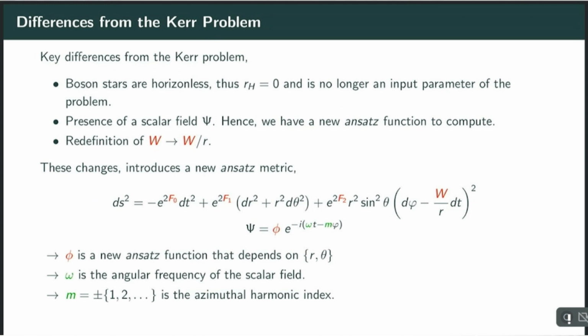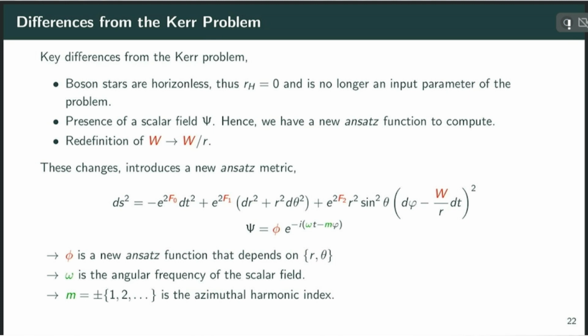Can be either positive or negative. And this is also an input parameter. But here, in the solution that I will show you, this m is fixed to 1. So if you want to obtain the rest of the solutions, you only change this omega, the angular frequency, and you can get that X spiral that some people already talked about.